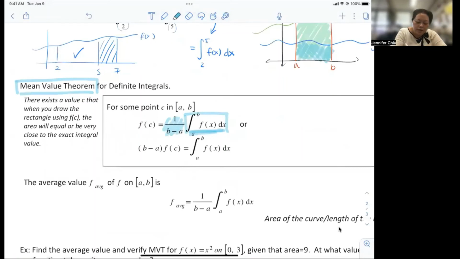So another way to look at it is to multiply this b minus a over to the left-hand side and have b minus a times f of c equals this area under the curve. Okay, so far are you okay? If you're okay with the algebra, then the picture will make a lot more sense.